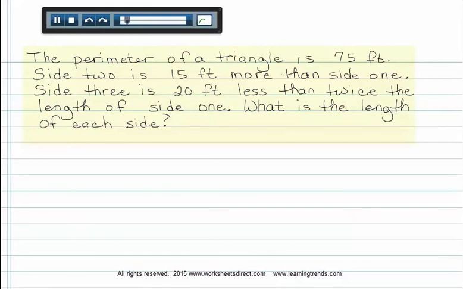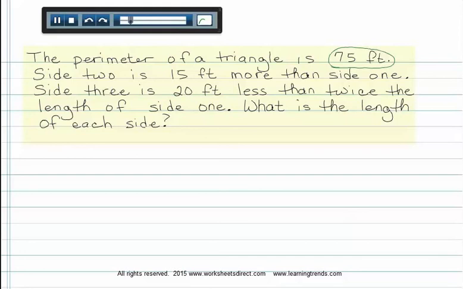In this problem, we have a triangle, and we are told what the perimeter is. And the perimeter is 75 feet. Because it's a triangle, we know that we have 3 sides, and when we add those 3 sides together, that will give us the perimeter. Before we can set up the equation, or write the equation, we must first define the variable expressions.